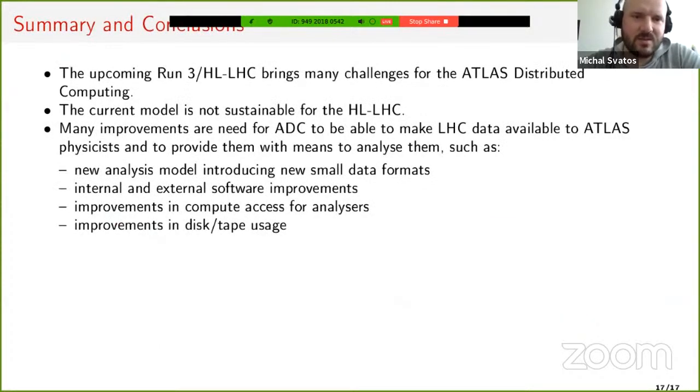To summarize, HL-LHC especially, but also Run 3, will be very challenging. The current computing model is not sustainable for HL-LHC, so there are many improvements needed by the ADC and aggressive R&D to store the data, process them, and make them available for physicists, and also to give them the means to analyze them. I gave examples of analysis model, software improvements, access to compute, and disk and tape usage, etc.